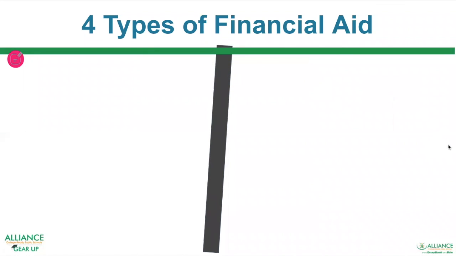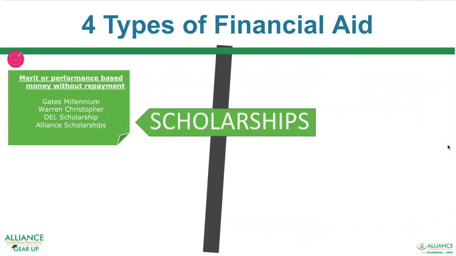Scholarships are similar in the sense that you do not have to pay them back. Again, it's based more on performance and it's a gift. You do not have to pay back later. A few examples are listed there, and you see Alliance Scholarships. Alliance Scholarships is constantly publishing a list of different scholarships. So please check that out, take advantage, and apply to scholarships as soon as you can.